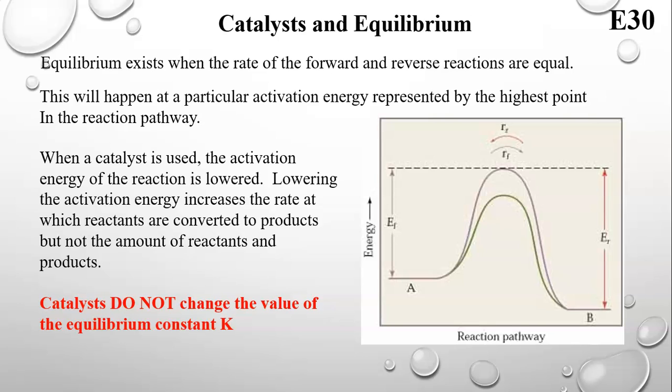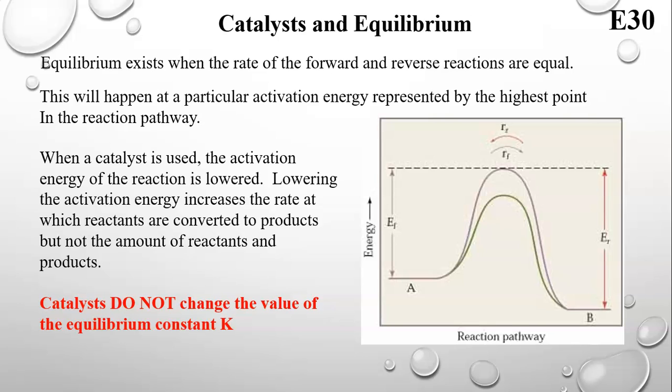Okay, finally, catalysts. Equilibrium exists when the rate of the forward and reverse reactions are equal. This will happen at a particular activation energy represented by the highest point in the reaction pathway. So we talked about this when we were talking about kinetics. We talked briefly about catalysts. When a catalyst is used, the activation energy of the reaction is lowered.